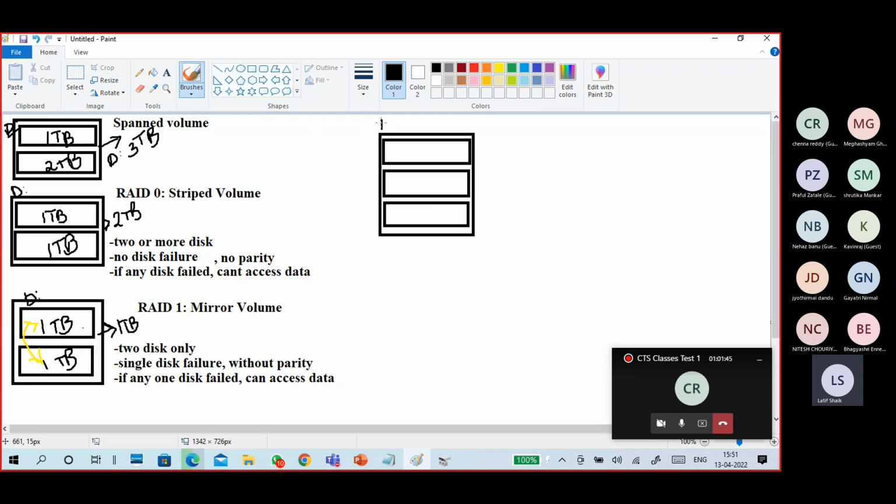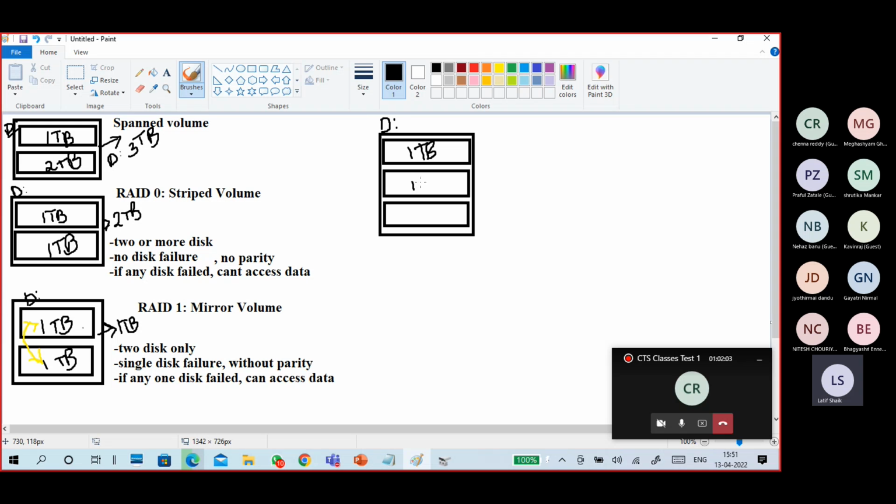If in a mirror one disk fails, obviously you replace the disk, the mirror will be broken. Mirror will be broken. So don't worry about it. So that is a mirror volume.